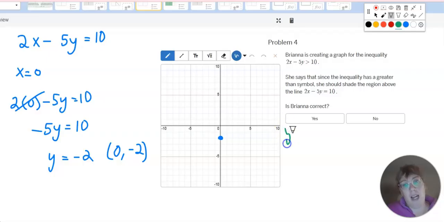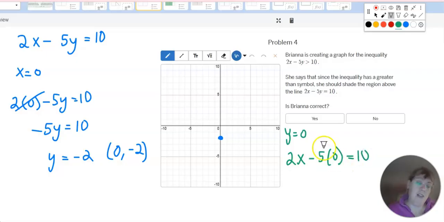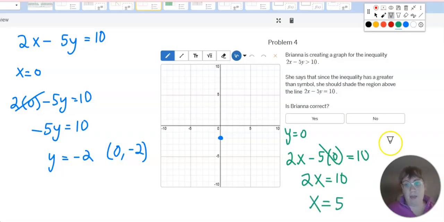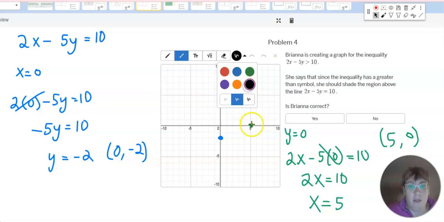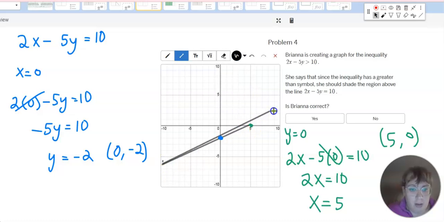If we make y equal to 0, we'd get 2x minus 5 times 0 equals 10. This cancels to 0. So we have 2x equals 10. Divide both sides by 2 to get x equals 5. So 5, 0 is our x-intercept. So here's our line, like so. Beautiful.